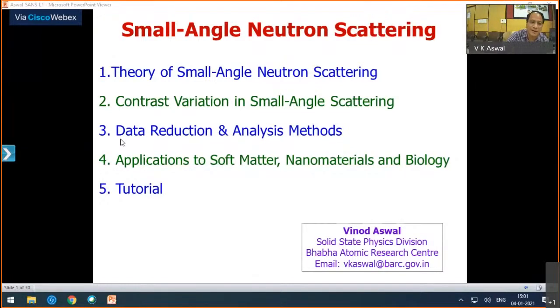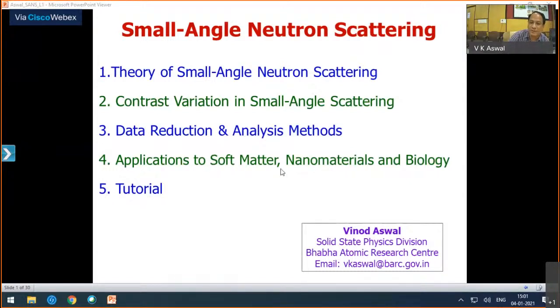Then data reduction and analysis methods. This will be lecture number 3. And then applications of this technique to soft matter, nanomaterials, and biology. The last lecture will be on tutorials. So as Dr. Basu told, it belongs to the technique of elastic scattering, which you already learned about in diffraction. Basically, it's an elastic scattering technique. And you can use this technique for the study of materials like soft matter, nanomaterials, and biology.